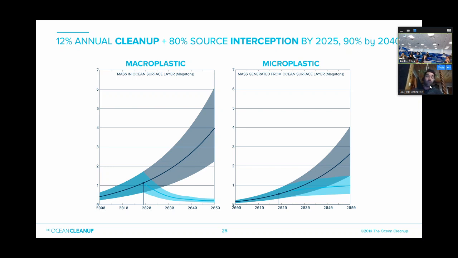An interesting result that we have here is that even in an extremely ambitious scenario, 12% annual mass cleanup and 80% source mass interception, we've reduced the amount of microplastic at the surface of the ocean, but the microplastic, the small stuff, only plateaus, right? Even though we managed to pick up some debris, some microplastics, I don't think it's feasible to say that we'll be able to clean all the microplastic in the ocean, right? But the large stuff we can go at, and that's the point we're trying to make here.